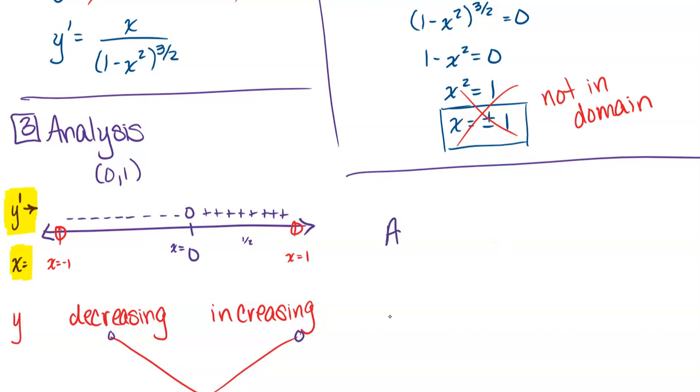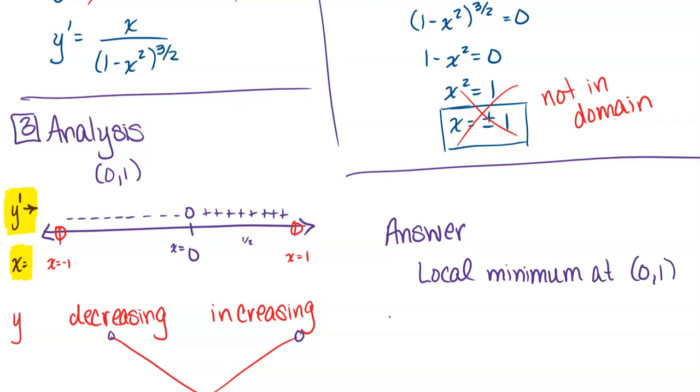So your answer in the end, we have a local minimum at the point 0, 1.